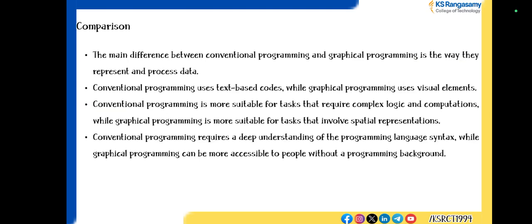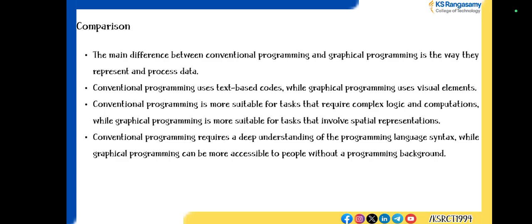If you compare conventional programming and graphical programming, the main difference is the way it represents the data and processes the data. Because in conventional programming, we keep on writing text based codes, but on the other hand, if you consider graphical programming, it uses visual elements.